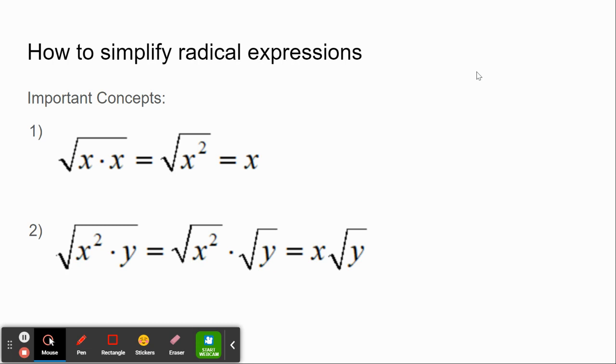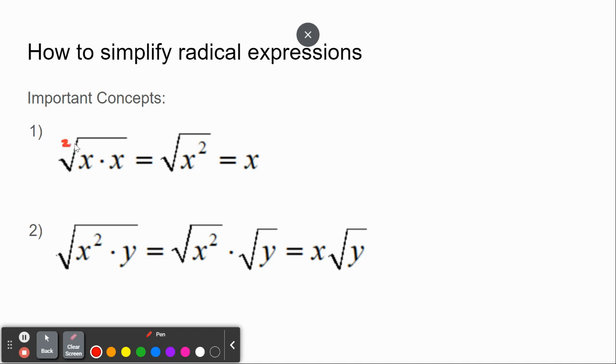Okay, so first off, let's talk about how to simplify radical expressions. Some important concepts to understand: when we're taking a square root, it is this check mark looking thing. There's this space right here called an index. A square root means that its index is 2, so there's a hidden 2 there. But because we use square root so often, we never put that 2 there.